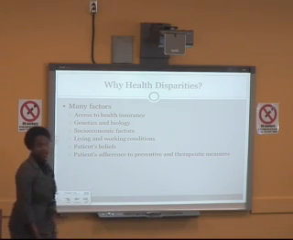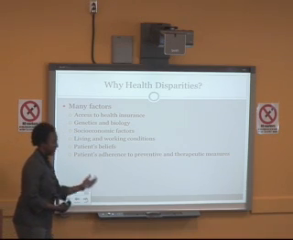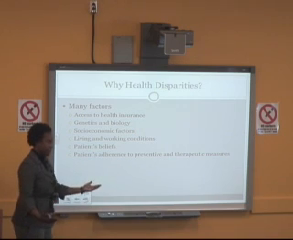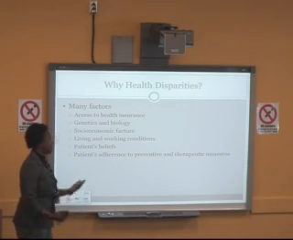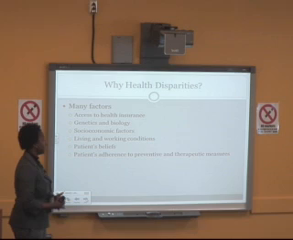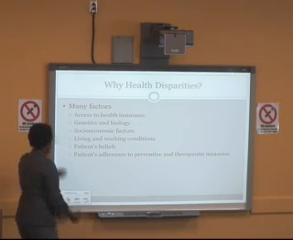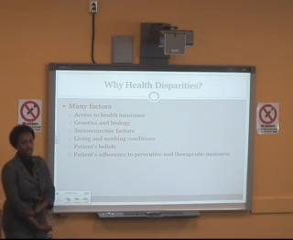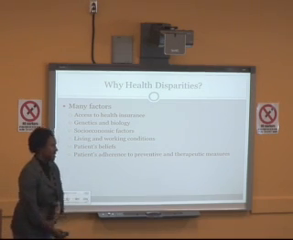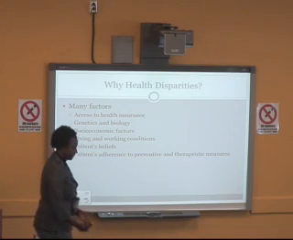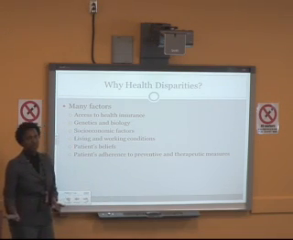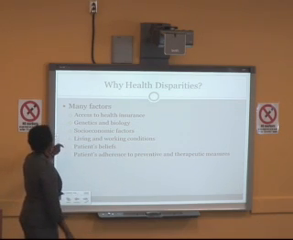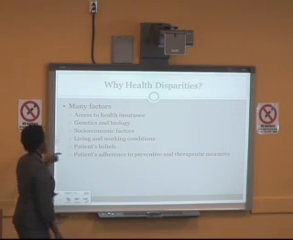Some of it's genetics. If you have a lineage or a family that has a history of diabetes, breast cancer, whatever it may be, there's a possibility that you also may get it. Socioeconomic factors. Maybe you can't afford to go to the doctor. It's just not in your budget. Maybe you have to choose between getting milk or filling your prescription. And that happens.